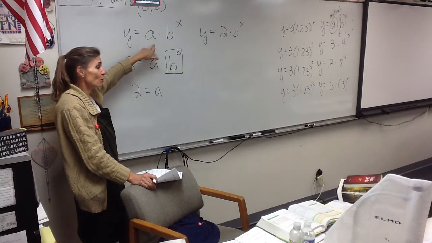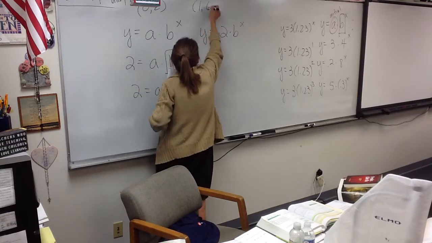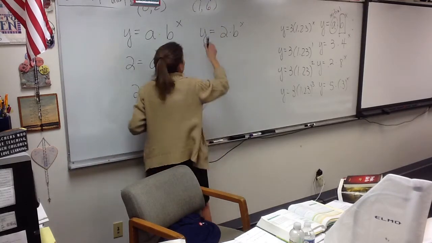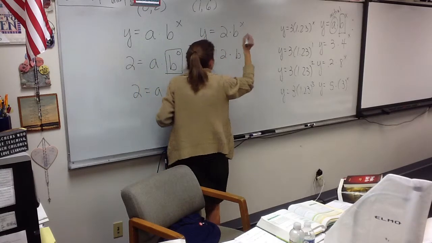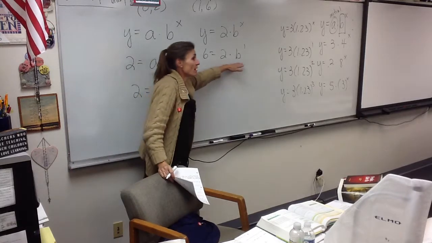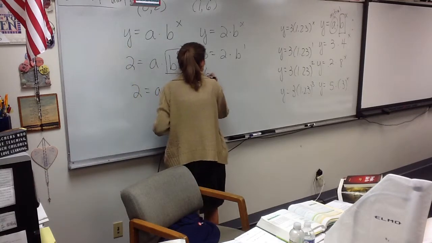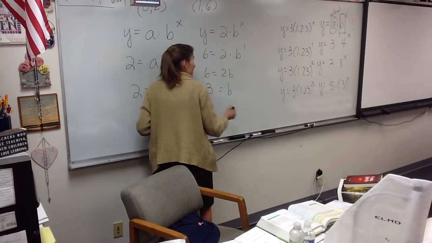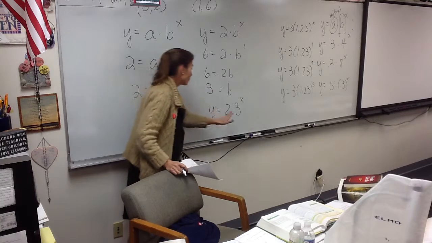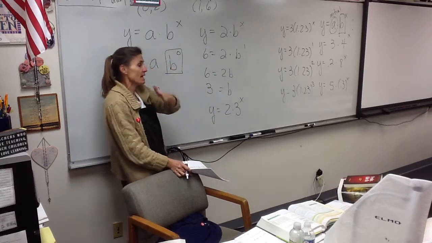Now you know what I'm going to do next, because what else did they give me? Another point. So now I'm going to take the point (1, 6) and plug 6 in for the y and 1 in for the x. How are you going to solve that? 2b equals 6, which means b equals 3. And what's my equation then? y equals 2 times 3 to the x. Now, do not ever multiply these together. Don't be giving me 6. No, no, no. These are separate numbers: a times b to the x.